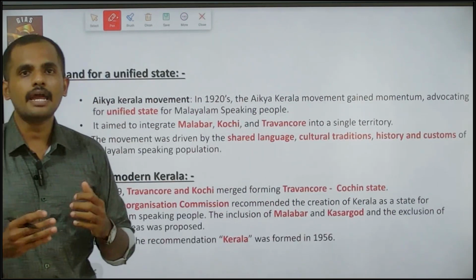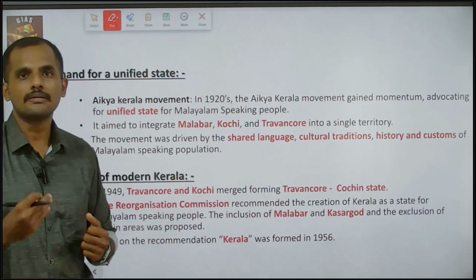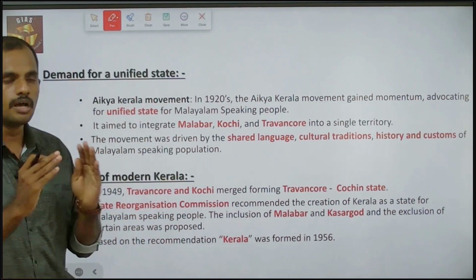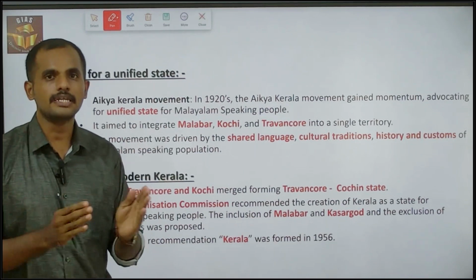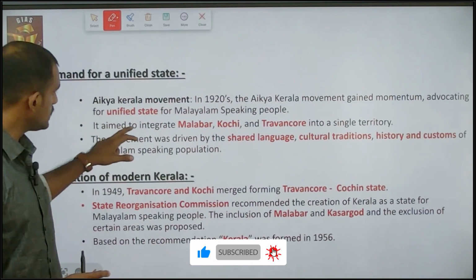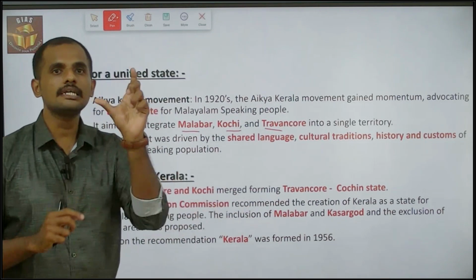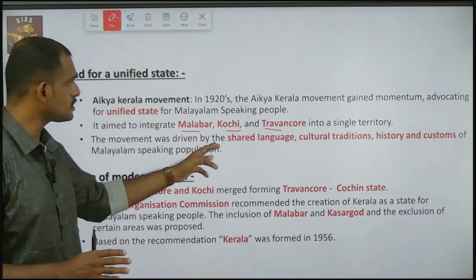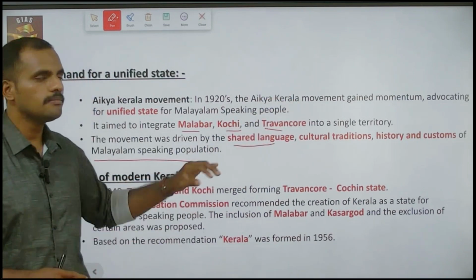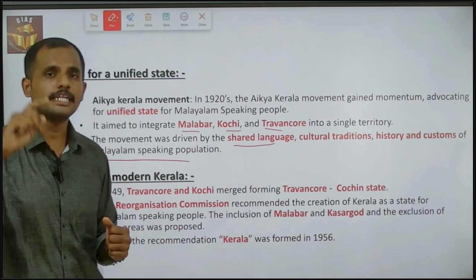Now let's look into the demand for a unified Kerala. During the 1920s, the Aikya Kerala movement began and gained momentum. This movement aimed to create a unified Kerala representing the Malayali speaking people, and at the same time it aimed to integrate regions like Malabar, Cochin and Travancore into a single territory, based on the shared language, culture, tradition, history and customs of the Malayali speaking population. So this is the objective behind the unified state demand, which began in the 1920s.